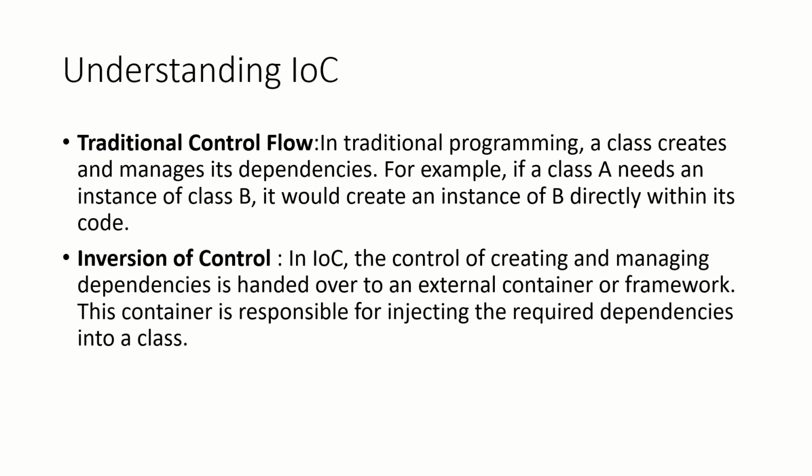Okay. So, the traditional control flow. In traditional programming, a class creates and manages its dependencies. For example, if a class A needs an instance of class B, it would create an instance of B directly within its code. This is the traditional control flow. This is the traditional way of dealing with dependency, where a class that needs the instance of B will create the instance of B directly within that particular class. This was the traditional flow of control.